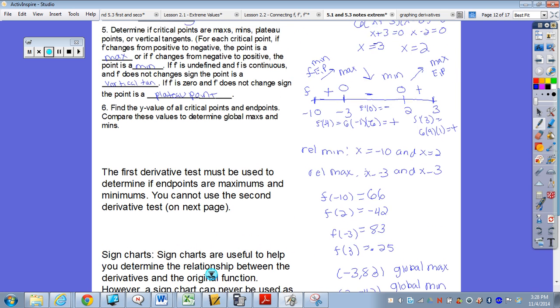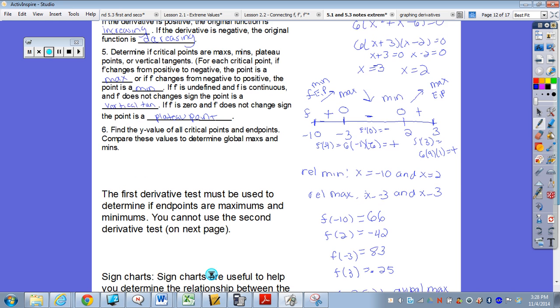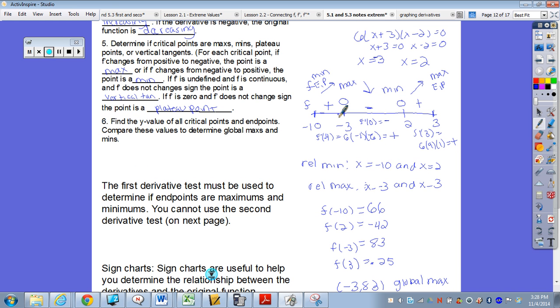So just quickly, if you had to justify, you don't for this point, but if you had to justify why x equals -3 is a max, you would have to say that the derivative changes from positive to negative at x equals -3. Therefore, this point is a max. And if you had to justify why x equals 2 is a min, you would say the derivative is changing from negative to positive. We will practice with that for next class.